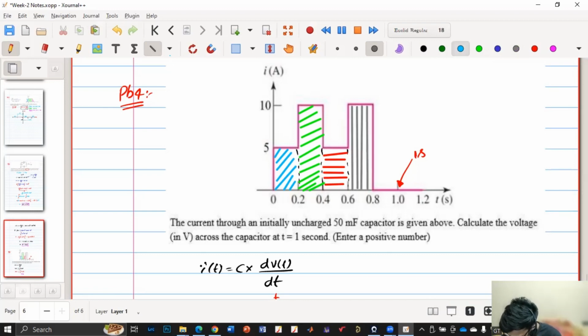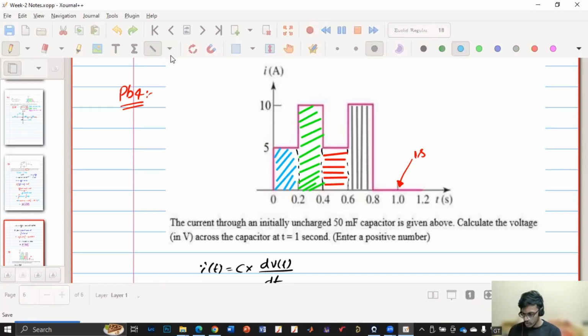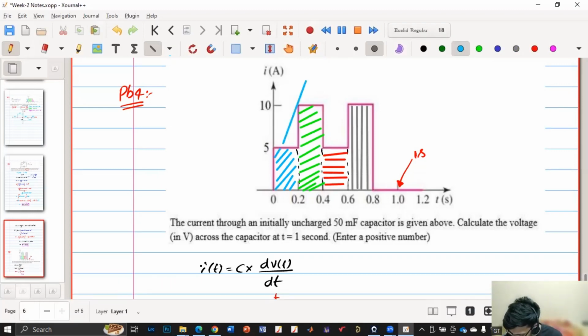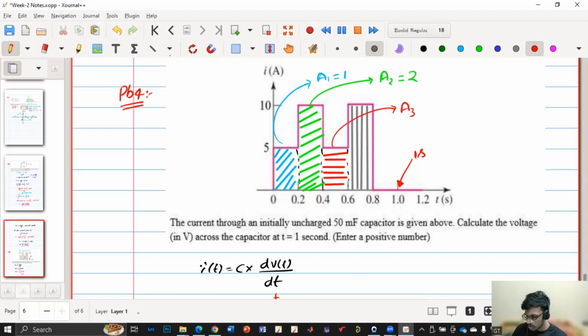So what is the area of this? 0.2 into 5. So how much will be the value? Area 1 will be 1, right? And what will be this value, Area 2? 2. And what will be this, 10 into 0.4? Not 0.4, it will be 0.4 minus 0.2 because it is the difference, right? Got it? This is 10 into (0.4 minus 0.2).